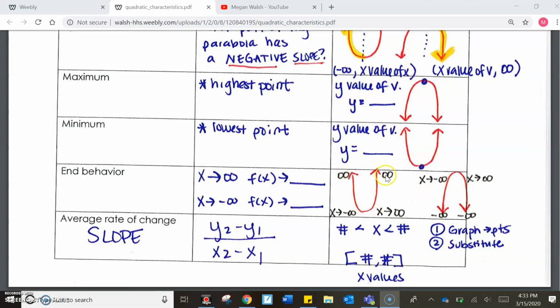When it's opened up, both of those arrows are headed to positive y values. So both end behaviors will be positive. Similarly, when my parabola is opened down, both of those arrows are headed to negative y values. So both of those end behaviors will be negative. But let's look at some examples here.